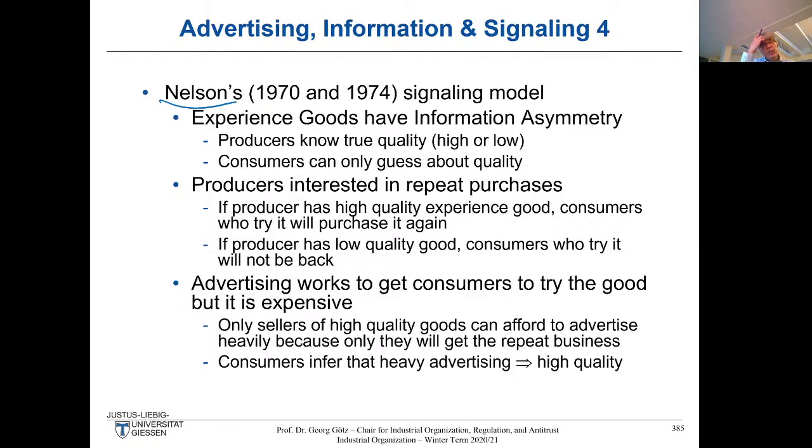He puts up a signaling model in which there is an experience good and we have an information asymmetry, where producers know the true quality of a good, which is either high or low, but consumers can only guess about the quality. They don't know whether the restaurants are of a high quality or of a low quality, for instance. Okay, and what the producer is interested in is repeat purchases. So this restaurant wants to have you there not only once but twice.